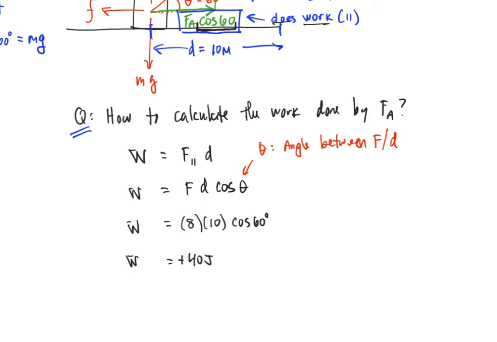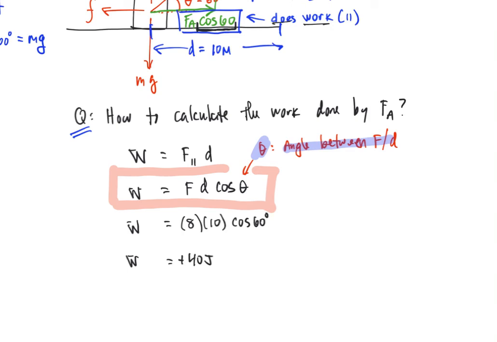So now we have an equation, this equation right here. I'm going to go ahead and put a box around it now because it is now an equation that we can always use right here. Work equals F times D times cosine theta. And here, just remember this note about theta. It is the angle between F and D.